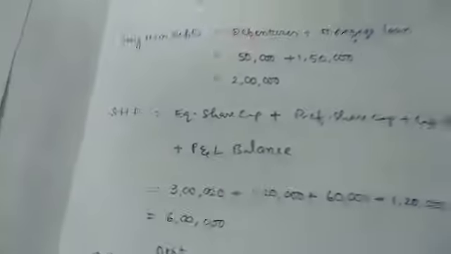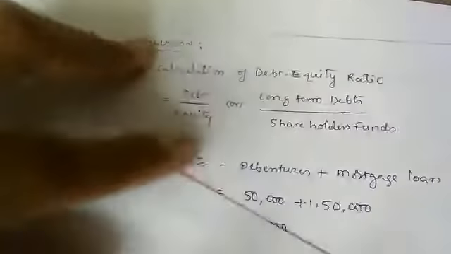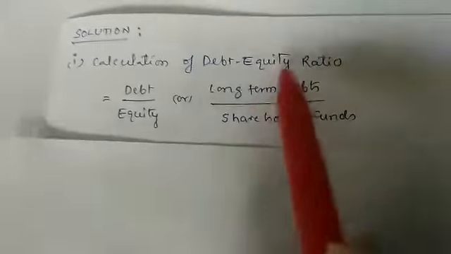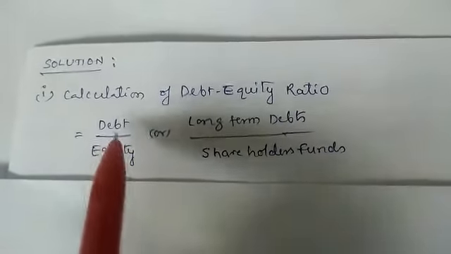Put the heading, calculation of debt equity ratio. What is the formula? First, you compulsorily have to write the formula. The formula is very, very important. This will carry the marks.